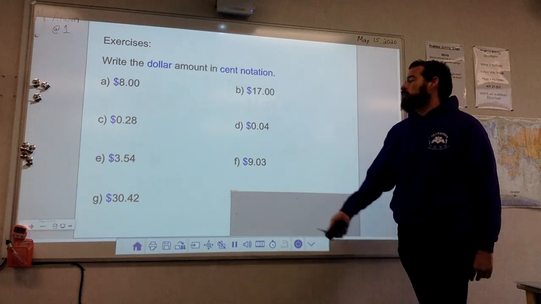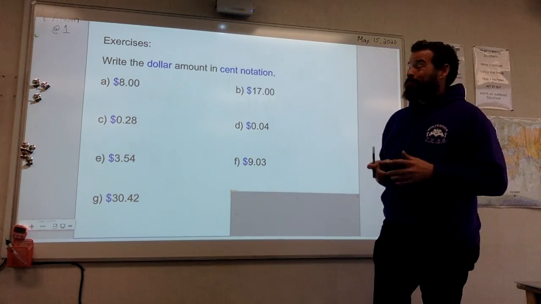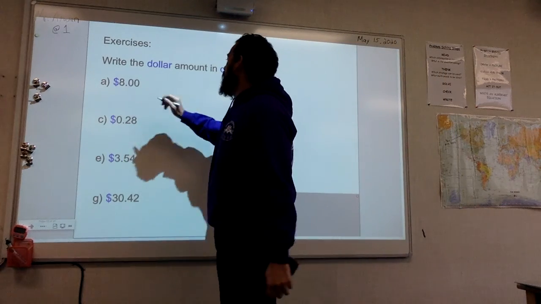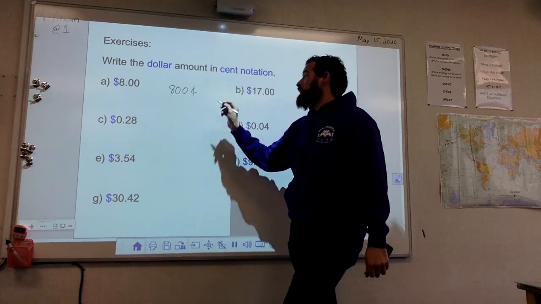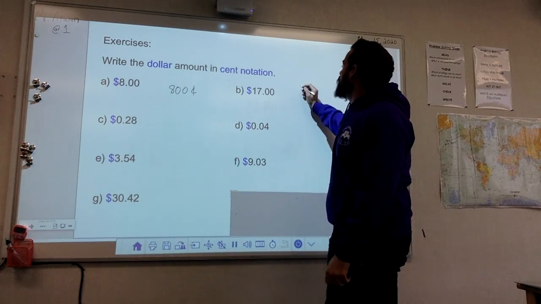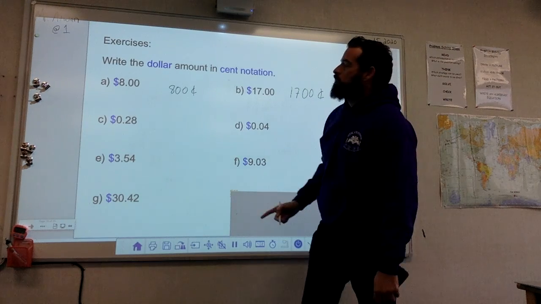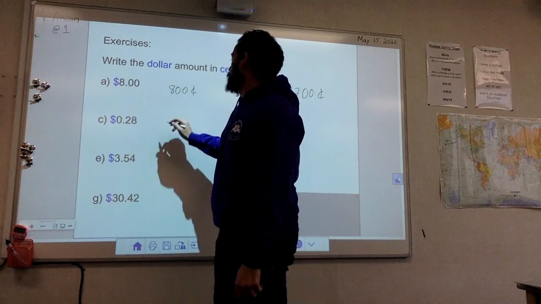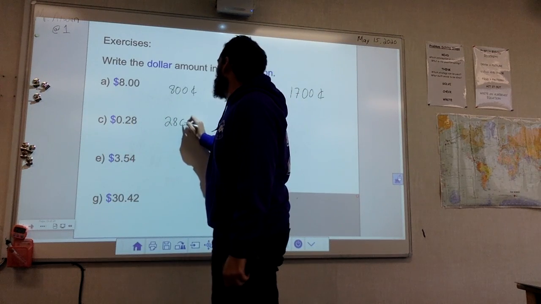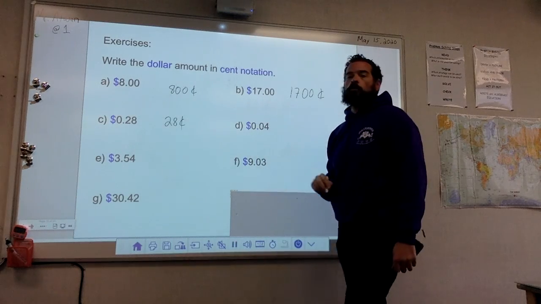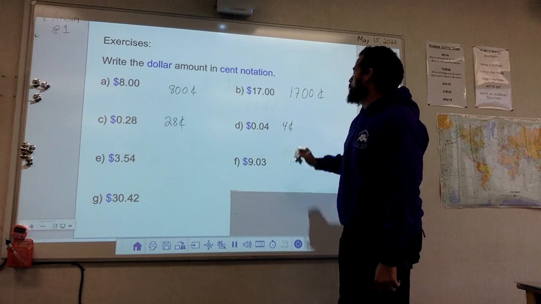So here we go. We're going to do a few exercises here. And there's a lot of them, but really they're pretty simple. So $8, 800 cents. I have the same numbers. I take out my decimal, put a cent sign. B, $17, 1,700 cents. 28 cents. Notice there's no dollar, so remember we just write our 28, our cent sign. 4 cents.